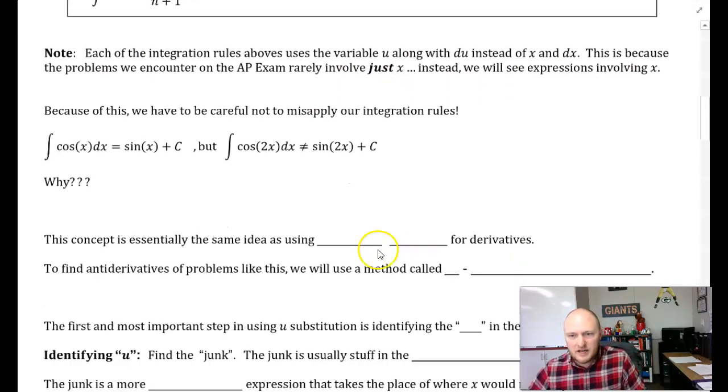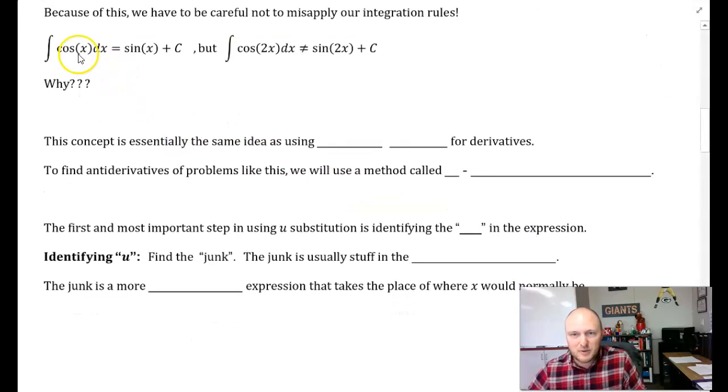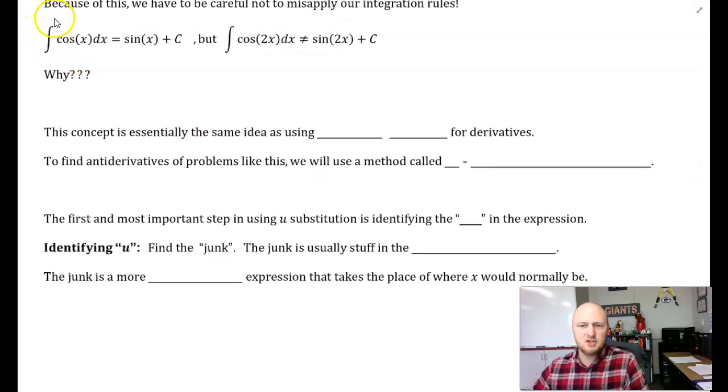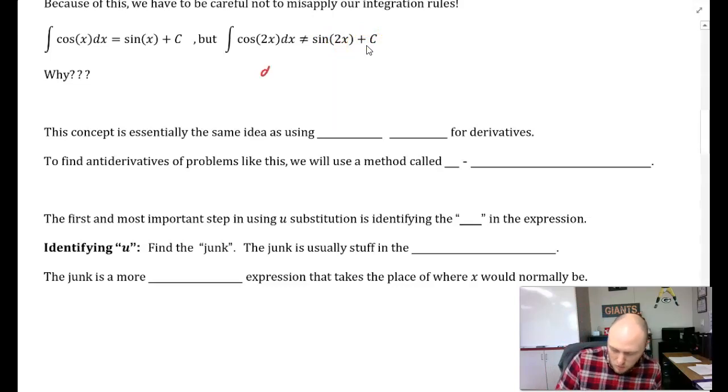So I want to look at this basic example here. The integral of cosine of x dx is equal to sine of x plus c. We know this, right? This is a basic antiderivative. I take the derivative of sine of x plus c and we get cosine of x. But the integral of cosine of 2x dx does not equal sine of 2x plus c. And maybe you're asking yourself, why? Or maybe I'm asking you, why?